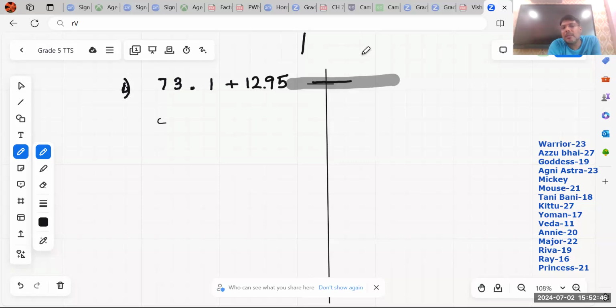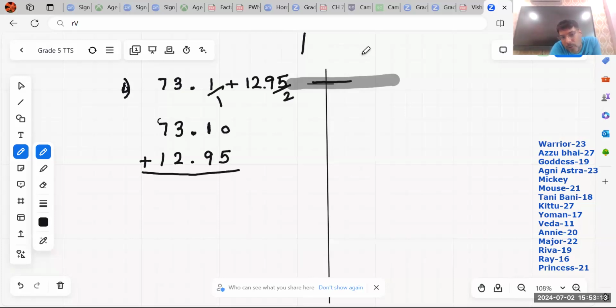Converting them into like decimals, the digits after the decimal points have to be equal. How can we make the digits equal? Zeros are free after the decimal point, so I will add as many zeros as I want to. This has two digits, this has one digit. To convert them into like decimals, I will add one more zero after one. And here I will have 12.95. So when I have 12.95 and 73.10, I can add them normally.